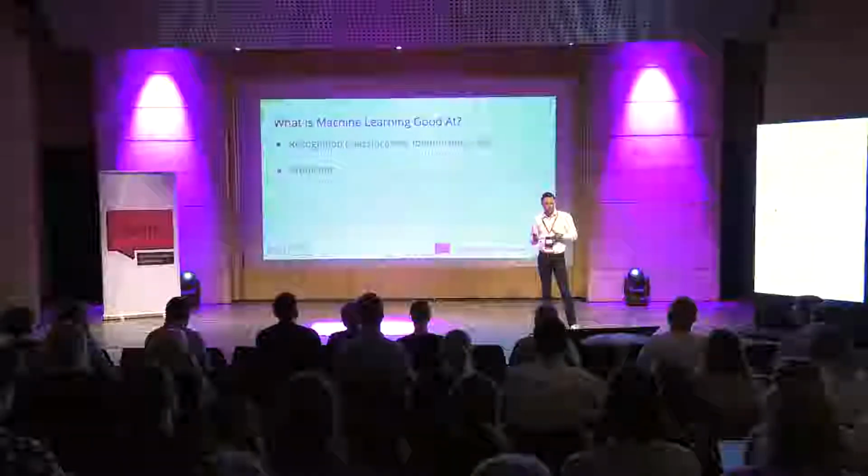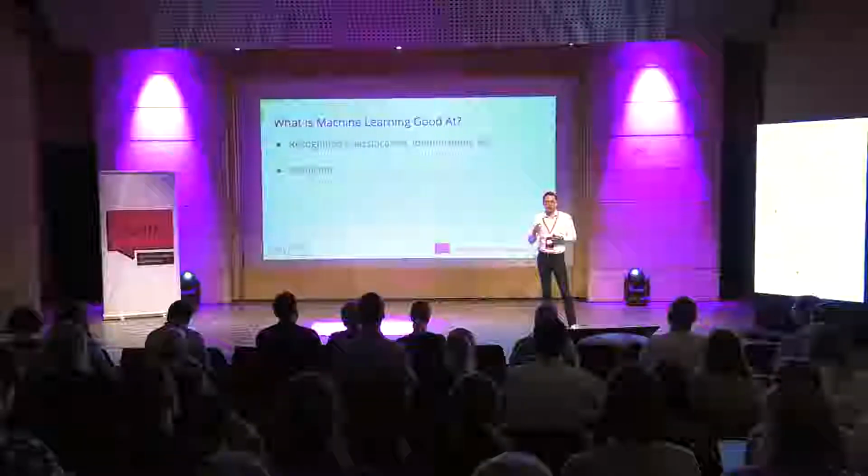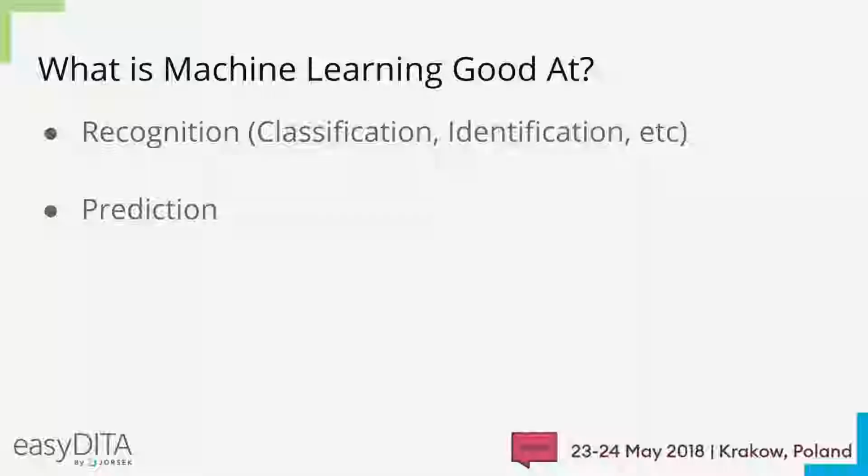Okay, so what is machine learning good at? It's effectively really only good at 2 things. One is recognition and all the different subsets of recognition, so classification, identification, all those types of things. And then it's getting much better at prediction.